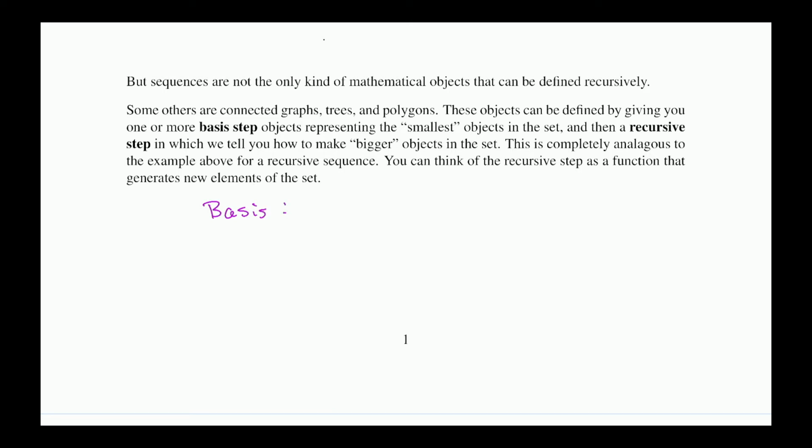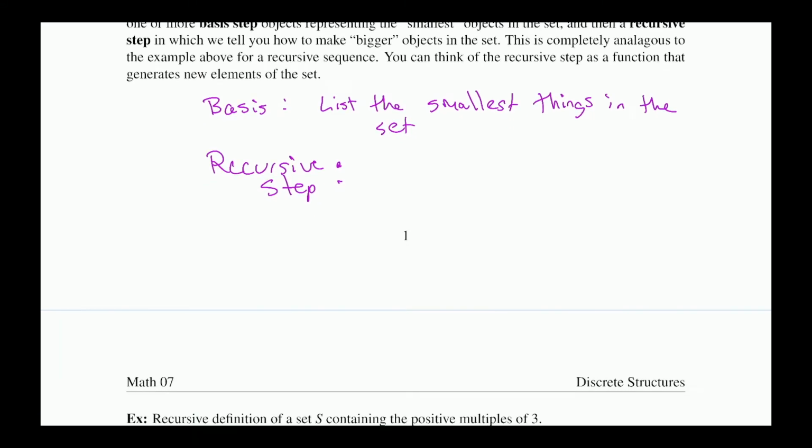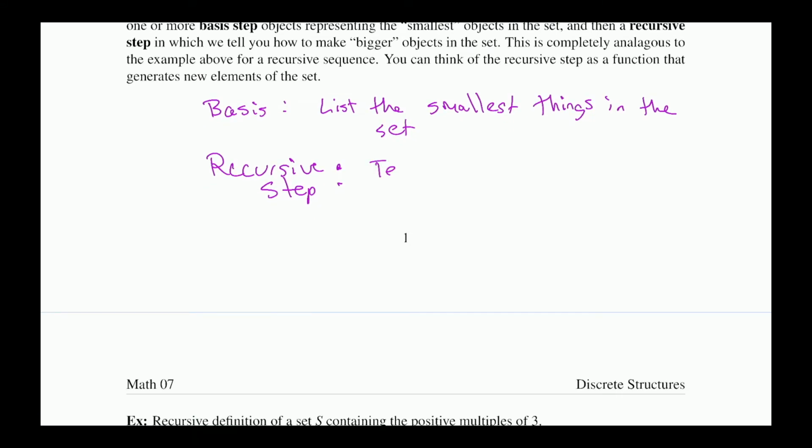So basis is where you basically list the smallest things in the set. And then you're going to have a recursive step. And in the recursive step, what you're going to do is you're going to tell us how to make new things in the set, how to get bigger things in the set, I'll say.